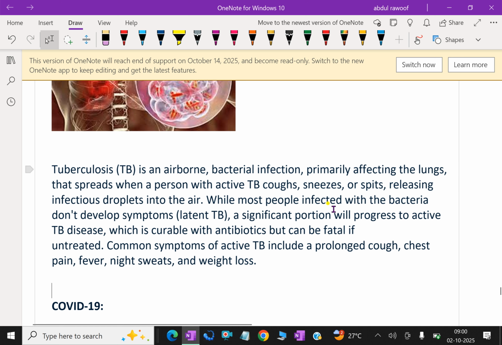While most people infected with the bacteria don't develop symptoms, known as latent TB, a significant portion will progress to active TB disease, which is curable with antibiotics but can be fatal if untreated. Common symptoms of active TB include prolonged cough, chest pain, fever, night sweats, and weight loss.